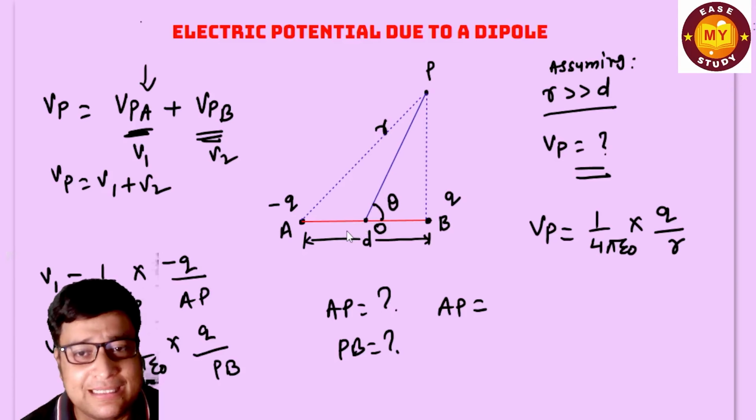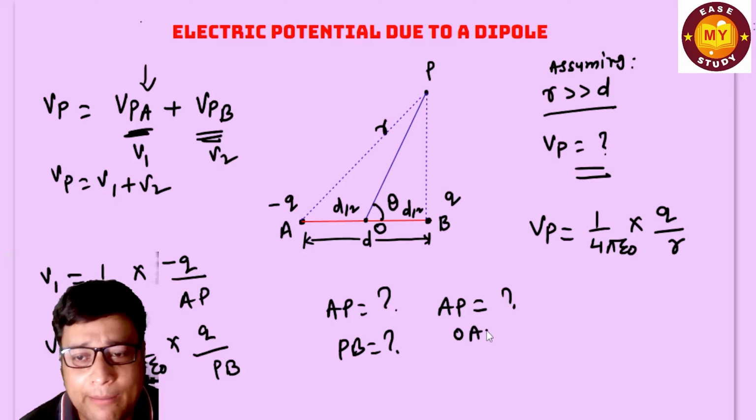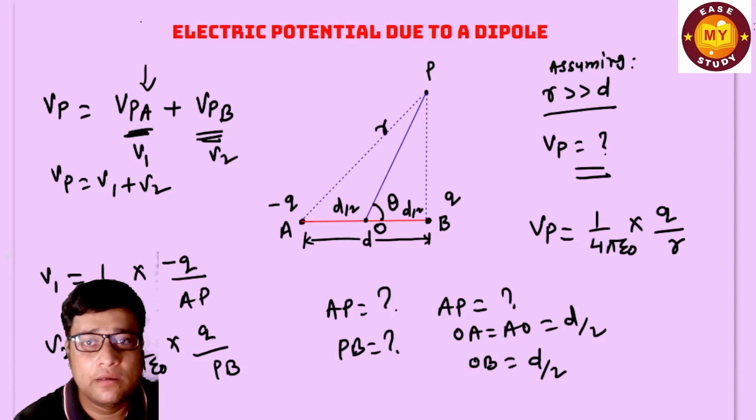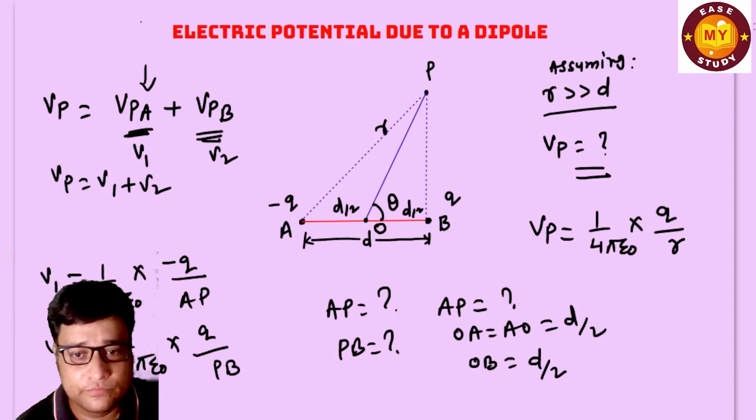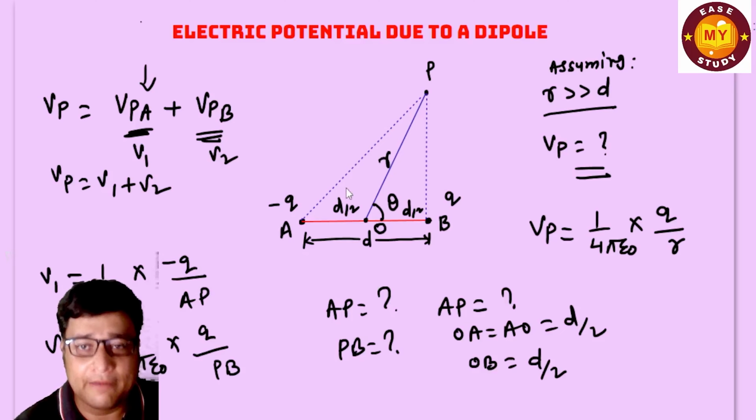To find AP, OA and AO will be equal to D by 2. OB is also equal to D by 2. You know, here this distance is not R, this is R. Don't get confused here. This R is here, this middle line.